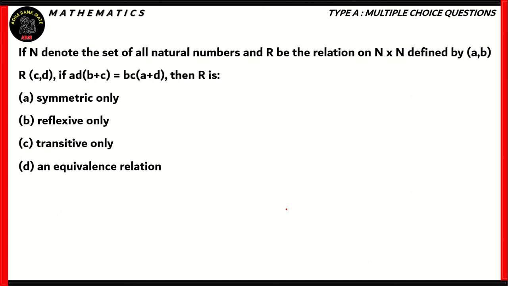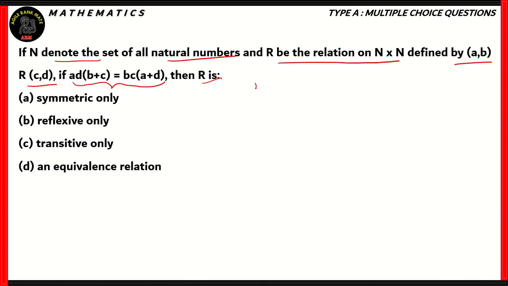Now, let's look at some questions from mathematics. If N denotes the set of all natural numbers and R is the relation on natural numbers defined by (A,B) related to (C,D) if AD(B+C) = BC(A+D), then R is: symmetric only, reflexive only, transitive only, or an equivalence relation.